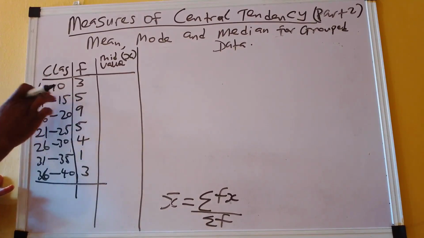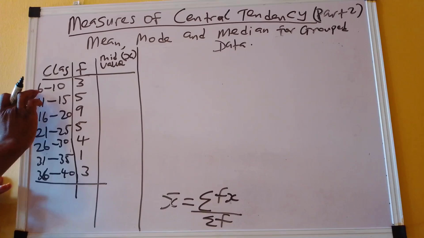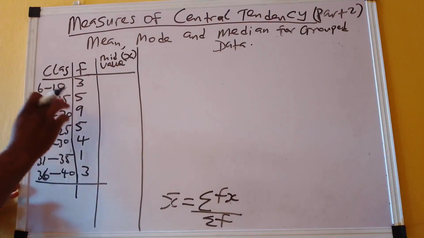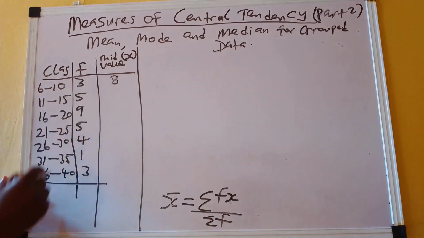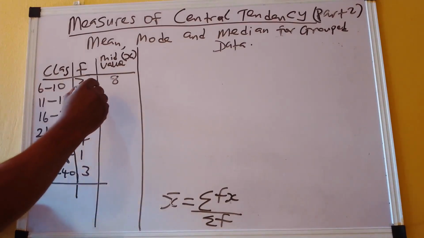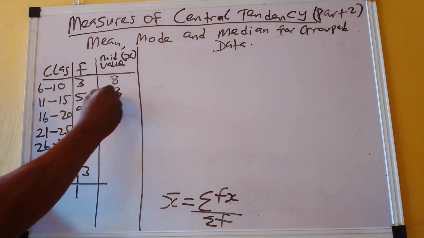I will add the two values. This is the lower class and the upper class. I will say 6 plus 10. When you divide it by 2, 6 plus 10 is 16, divided by 2, you will have 8. Then the next one, 11 plus 15 is 26. When you divide it by 2, you have 13.